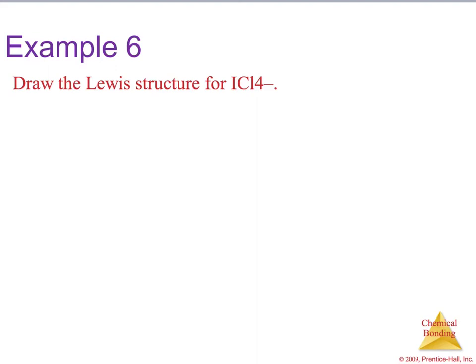ICl4-. So the first thing we're going to do is our valence electron count. We have 7 valence electrons in iodine, and then we have 7 valence electrons in chlorine, and I have 4 of those, so multiply that by 7. We're going to add these together, and then I have to add one more electron because of my negative charge right here, because this is really ICl4 with a minus. So I'm going to add one more electron, and this is going to give me 4 times 7 is 28, plus 7 is 35, plus 1 is 36 valence electrons.